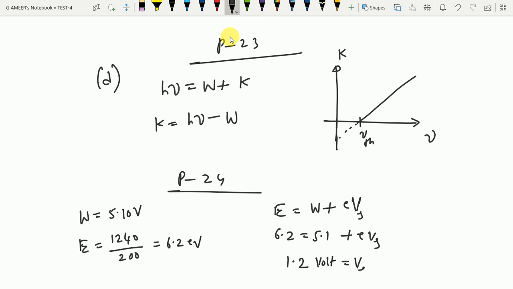That is the stopping potential. Remember, stopping potential must be negative. So that's why the answer B is the best option here. It is not D. They are asking for the stopping potential. Okay.